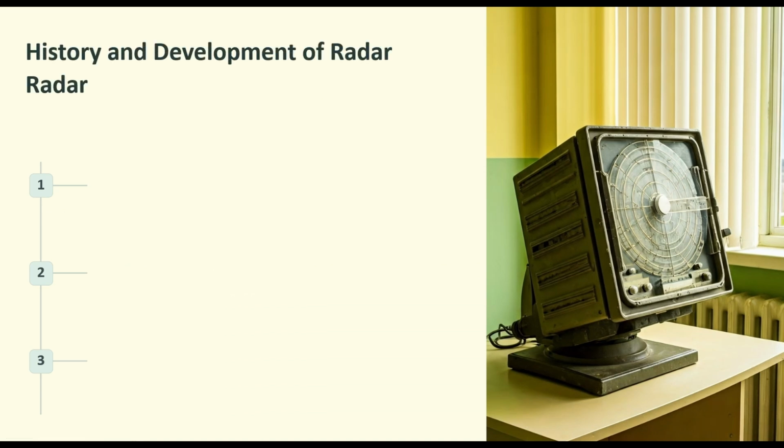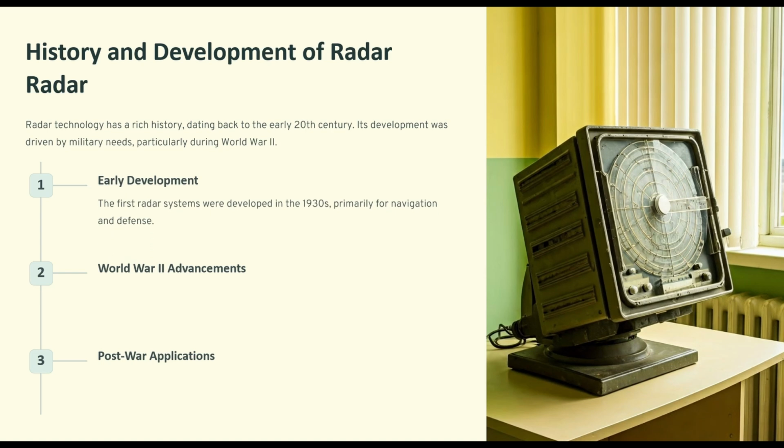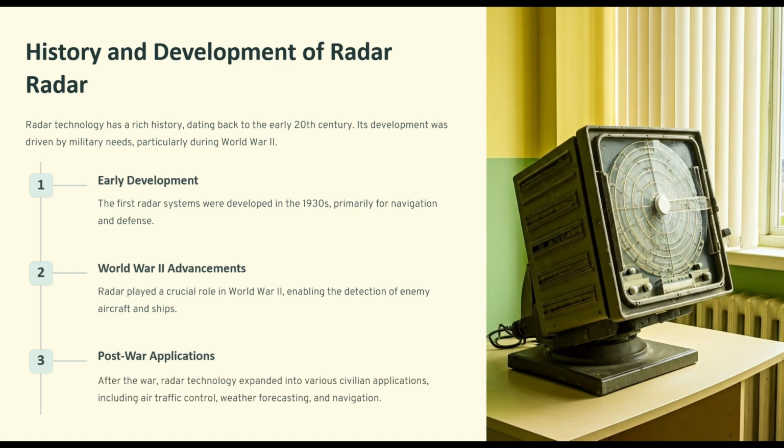How were radar systems first discovered, or what is the history behind the use of radars? Radar technology has a rich history dating back to the early 20th century. Its development was basically driven by the military needs during the World War II period. The early development of the first radar systems was in the 1930s, basically for navigation and defense. Radar systems played a crucial role in World War II, enabling the detection of enemy aircraft and ships. But after the war, radar systems extended their uses to various other applications, including civilian applications, like air traffic control, weather forecasting, and navigation used by ships in ports nowadays.